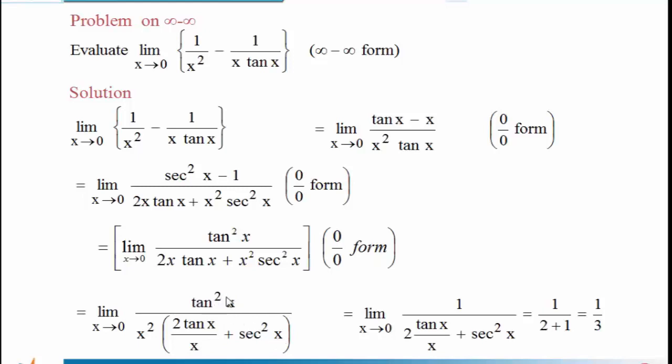Again, the limit of tan square x divided by x square is always 1, because the limit of tan x divided by x as x tends to 0 is 1. So its square's limit will also be 1. Now again focus on this circular bracket. The limit of tan x divided by x is 1, so only 2 will remain, plus the limit of sec 0 is 1, so only 1 is there. So 1 upon 2 plus 1, that will be 1 upon 3.